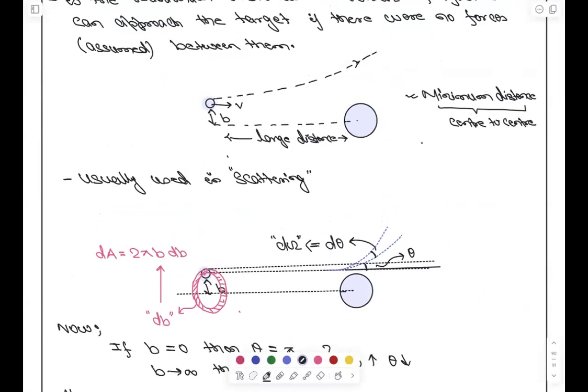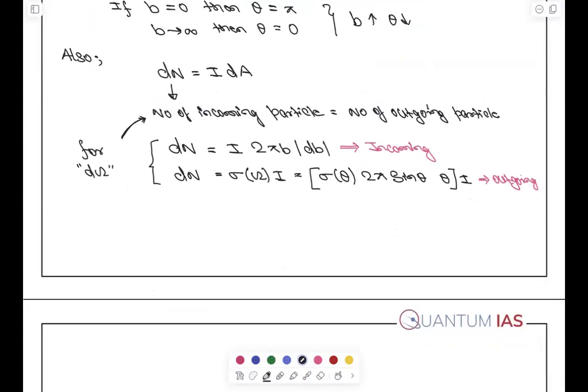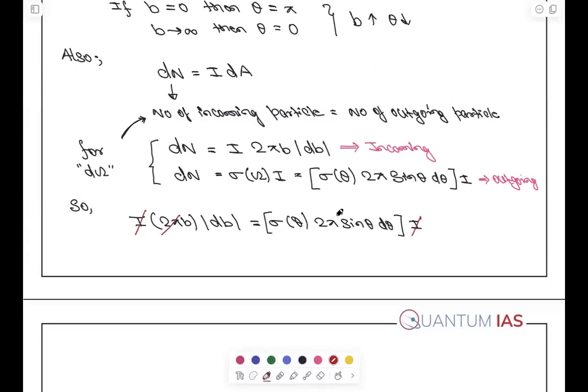यहाँ चाहो तो ये भी लिख सकते हो। I have defined ना कि it is going from b to b plus db, it is going from theta to theta plus d theta, we can write this number of particles is going. Now just equate them. So I can simply write that I into 2 pi b into dB equals sigma theta into 2 pi sin theta d theta into I. देखो क्या कट जाएगा.